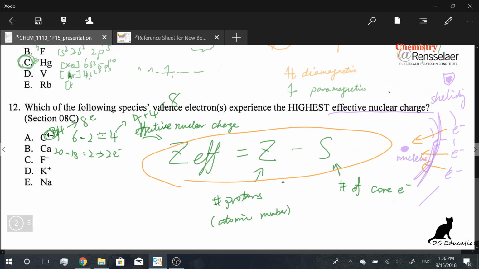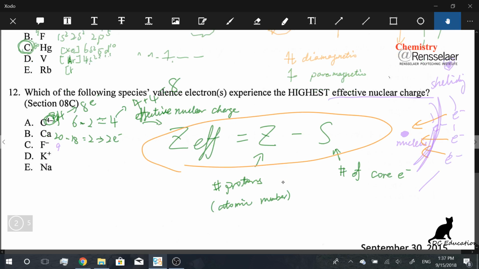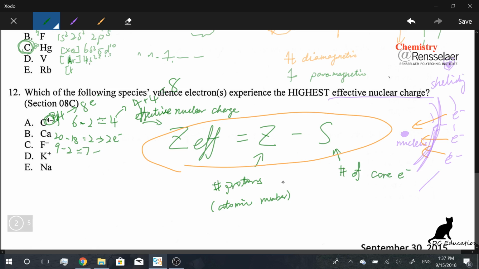And for this one, it's, I believe, 9 minus 2, which gives us 7. And since it's holding one extra electron, it's 7 effective nuclear charge towards 8 electrons.